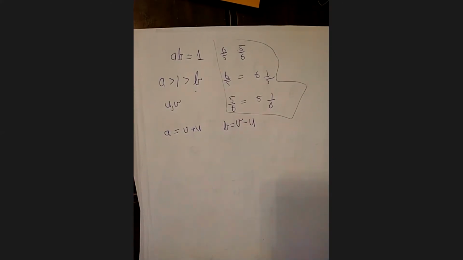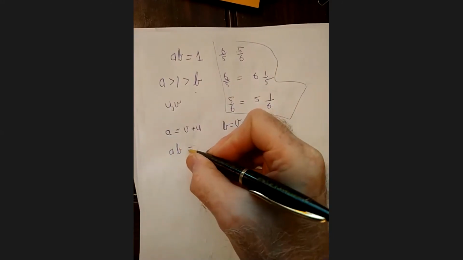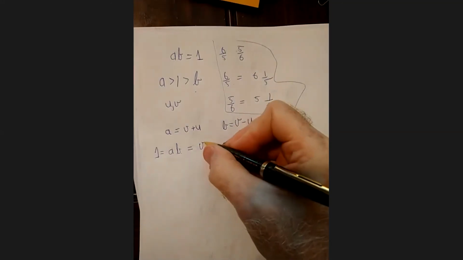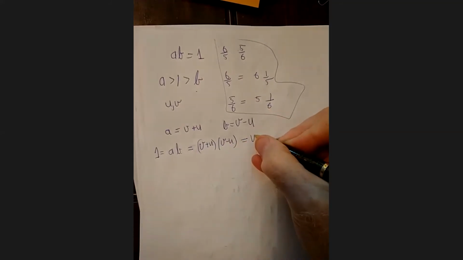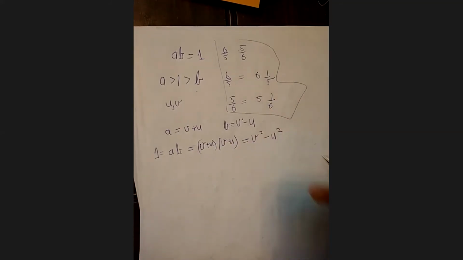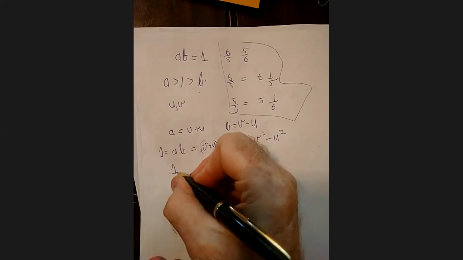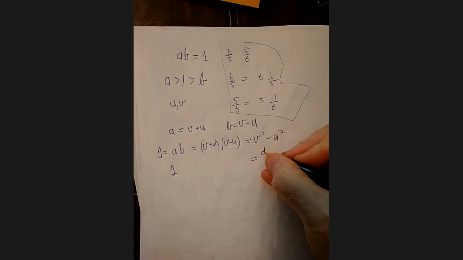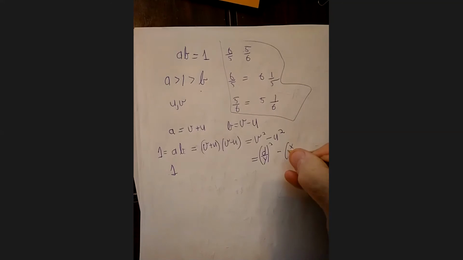Well, that's weird. But I just want to point out a couple of things. If I multiply AB, I have 1 equaling A, which is V plus U, times B, which is V minus U. I get a difference of squares. Now, for reasons which will be made clear later, I'm going to think of this as a fraction, d over y squared, and this is a fraction x over y squared.